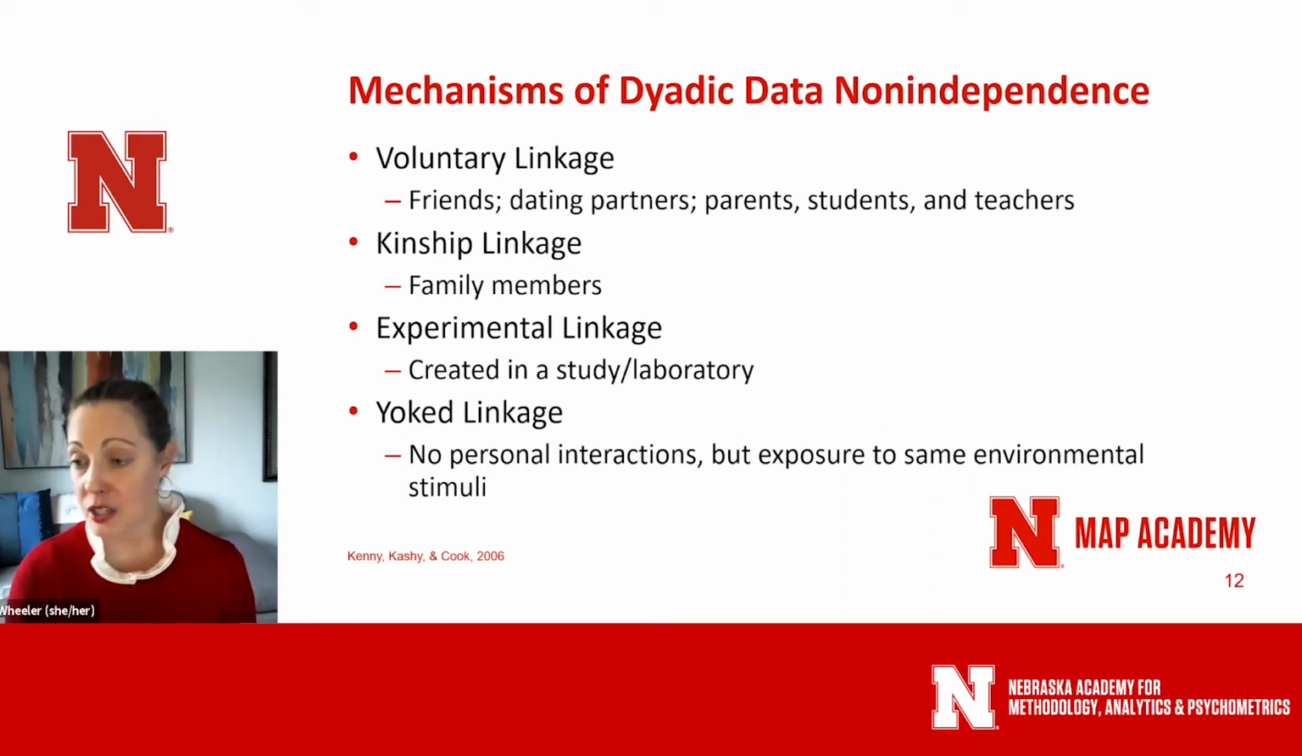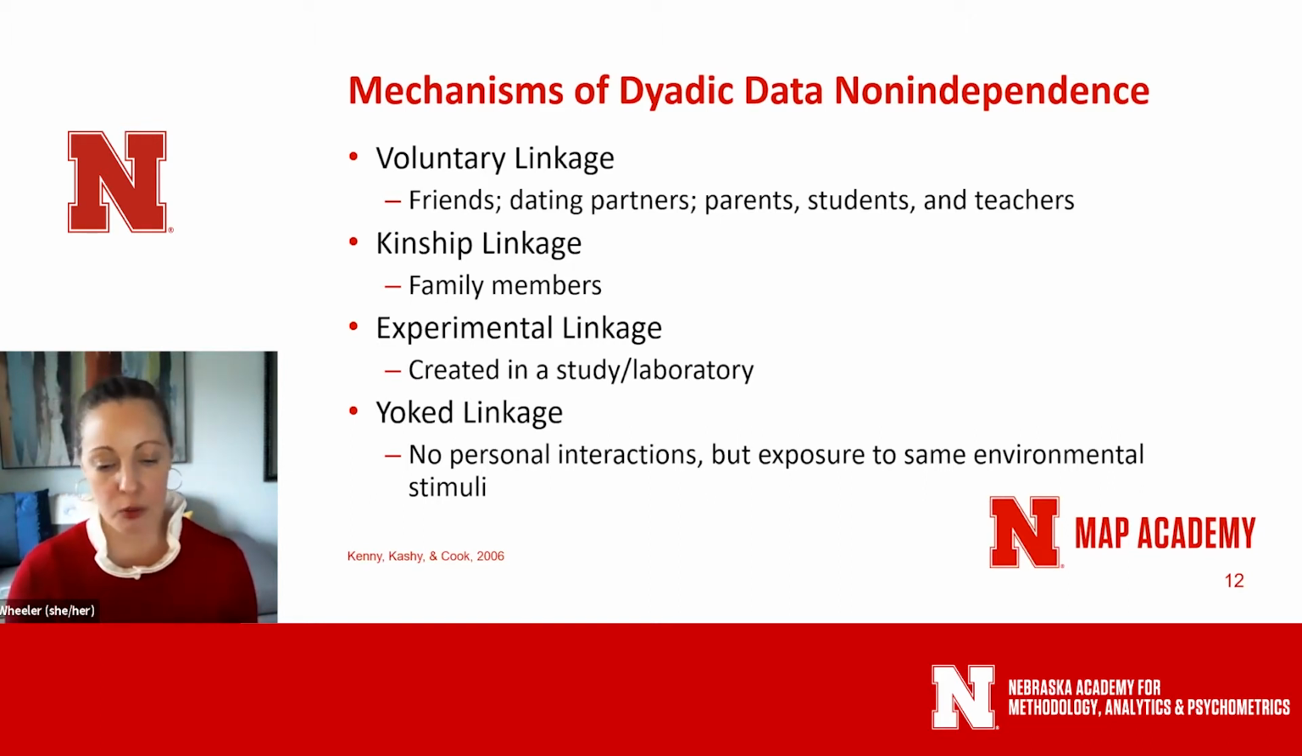In experimental linkages, which we may not think of as often, relationships can be created in a laboratory setting or in a study. So for example, you may ask two persons to get to know each other within the context of an experiment. So then we are creating interdependent data. There may also be what's called a yoked linkage. So two individuals never interact at all and are not aware of each other, but are exposed to the same environmental stimuli. So as we think of these linkages, they can be combinations of two or more types of linkages. So married couples are linked voluntarily and by kinship.